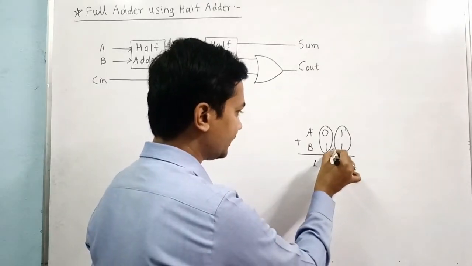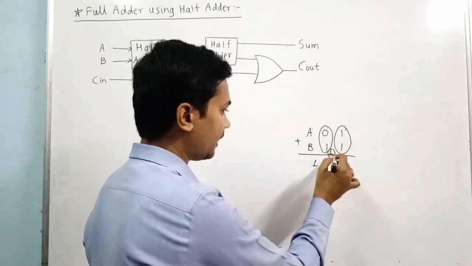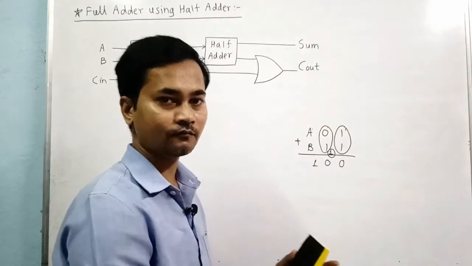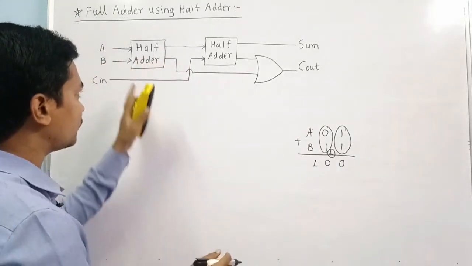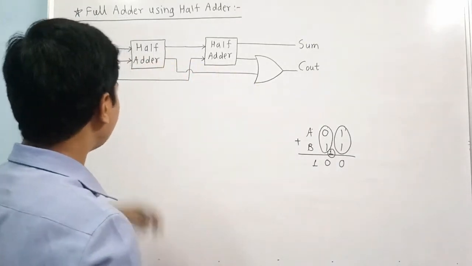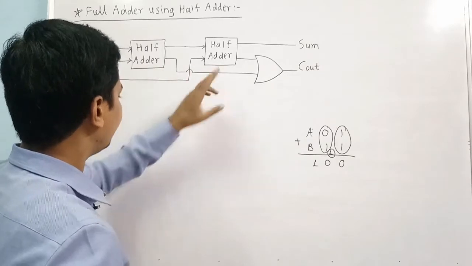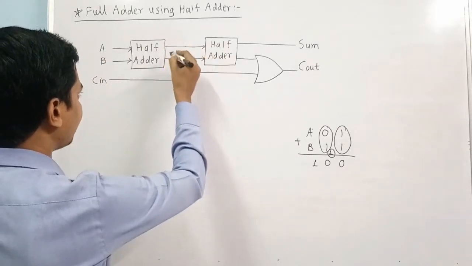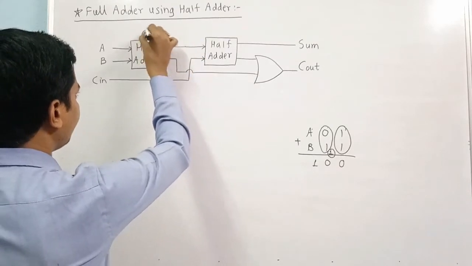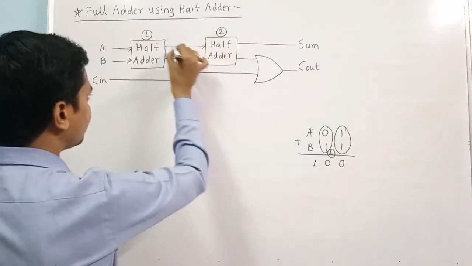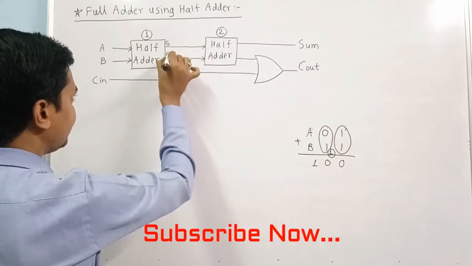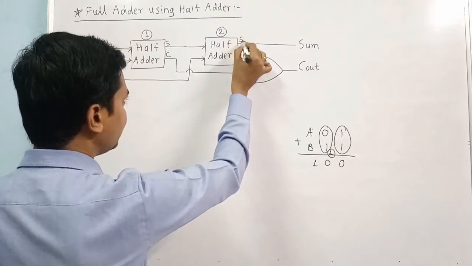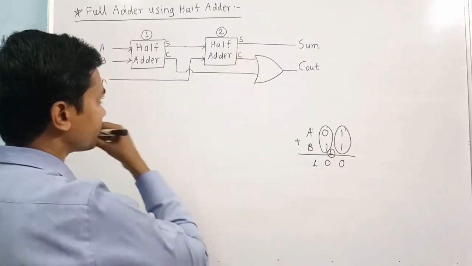So to consider this carry, we have to use this carry in the next addition. Let us see how this circuit is working. Here we are using two half adders. At the output of the first half adder, I will name them number 1 and number 2. So this is our S and this is our C output, summation and carry. In the same way, here we also have summation and C out.